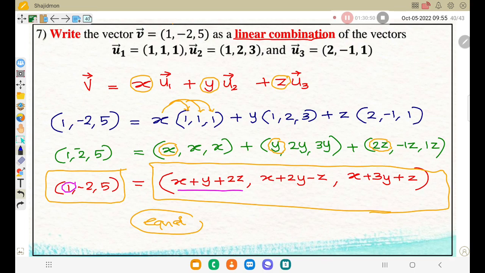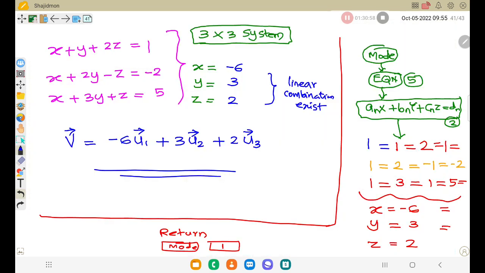I hope you can practice this type of question the same way. This is in space. In a plane, vector V equals x u1 + y u2, only 2, correct? Here z also will come. So find x, y, z using the calculator and apply them in the linear combination. I hope you understood this question.